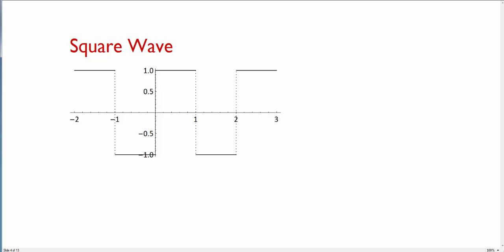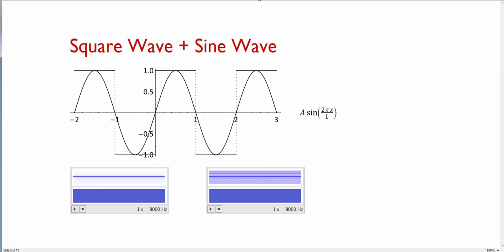Let's now compare the square wave to an ordinary sine wave, such as may be produced by an AC generator. We can construct a sine wave with the same amplitude and frequency. The expression here gives a sine wave with amplitude A, here the amplitude is 1, and with period L. Here I'm showing sine pi x on the same axis as the square wave.